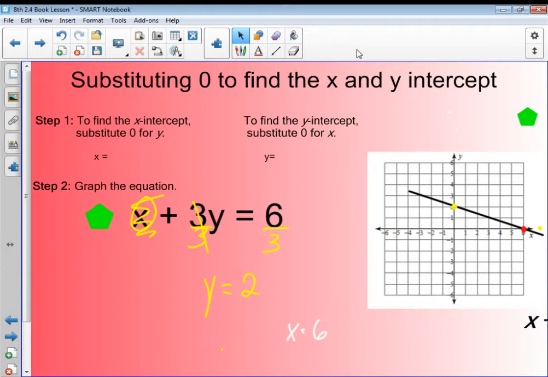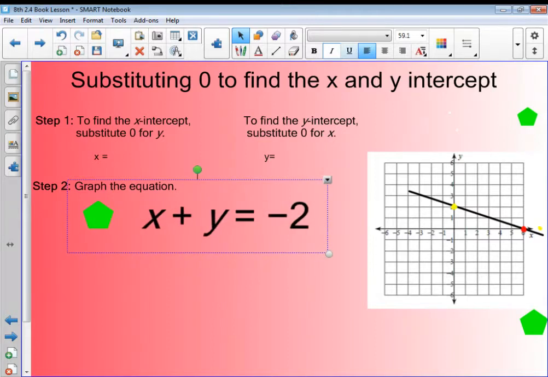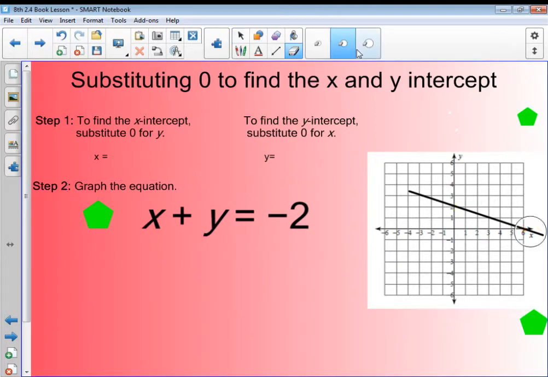And there's our line for x plus 3y equals 6. And if you want to, you can still go through and actually solve for y and graph that equation. It's just that this is giving you another method that you can use to solve. So it's something that I want you to practice. Okay, so let's try this one.